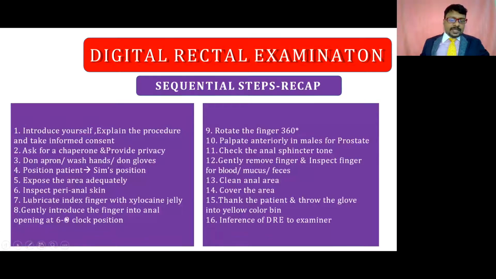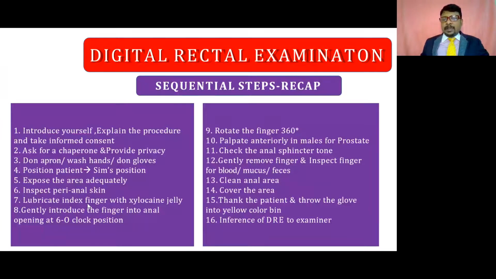Then we gently introduce the finger into the anal canal, into the opening at the 6 o'clock position, where the six symbol is on a clock face. Insert the index finger into the rectum and anus, and rotate it 180 degrees to the right side and left side, clockwise and anti-clockwise, that is 360 degrees.